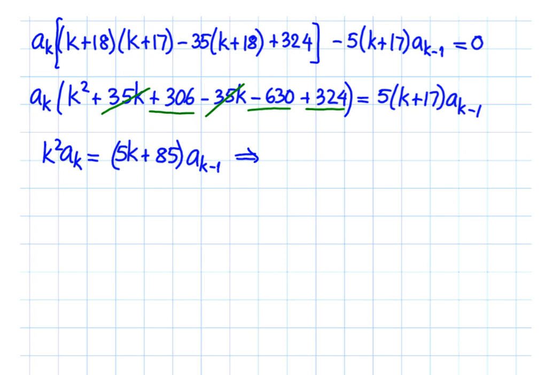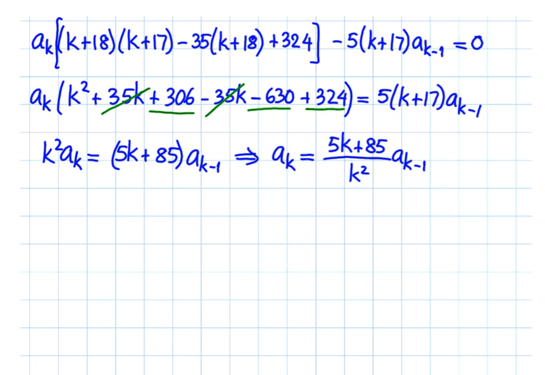So from this we have the recursion of A sub K equal to 5K plus 85 over K squared A of K minus 1. Right, so that is the recursion from the Frobenius, the method of Frobenius. Now, let's analyze the solution.